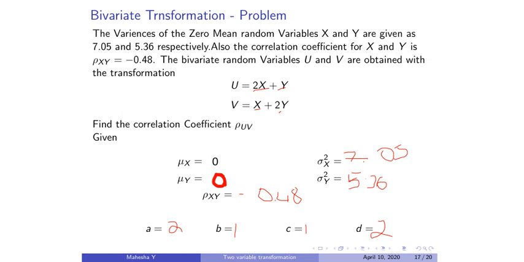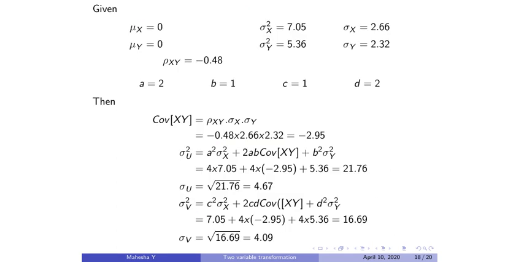A, B, C, D are nothing but the coefficients of x and y: A and B are in U, and C and D are from the transformation V. So this is what we got. Given values: mu x is 0, mu y is 0, sigma x square is 7.05, then sigma x is the root of that, 2.66. Similarly mu y is 0, sigma y square is 5.36, sigma y is 2.32, and rho xy is minus 0.48. So A, B, C, D are 2, 1, 1, 2. Now we have to calculate rho uv.